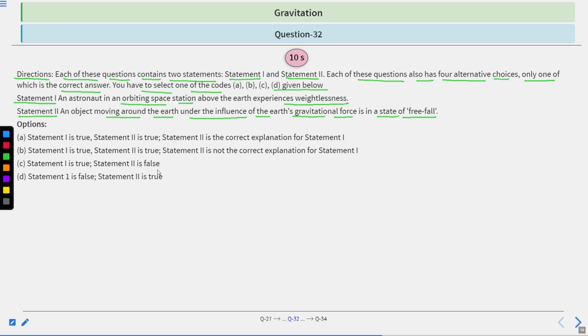So, which option is correct? A, B, C, D. Which one is correct? Clear? You have 10 seconds to solve this question. After 10 seconds, we will provide the solution of this question. Clear?